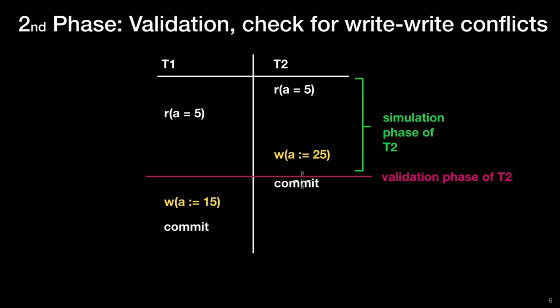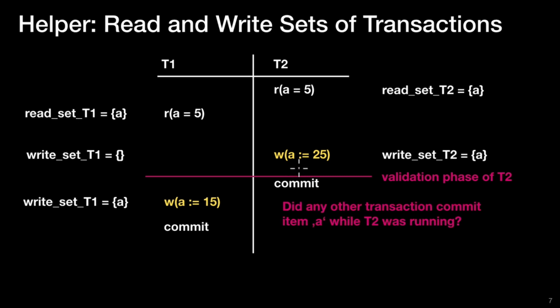Then the interesting thing happens in the second phase. So eventually this transaction 2 wants to commit. And at this point in time, we have to check whether there's a conflict with any other transaction that happened concurrently. And that means now we have to check whether any data was committed by concurrently running transactions. The question we have to answer in the validation phase for transaction 2, so we're only investigating transaction 2 at this moment, is: did any other transaction commit item A while T2 was running? So think about that question for a moment. Did any other transaction commit item A while T2 was running?